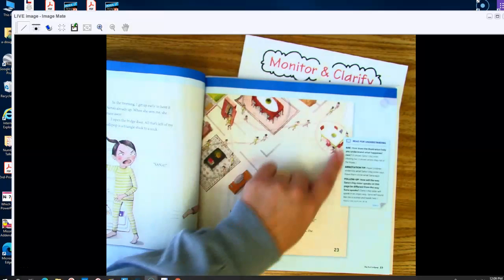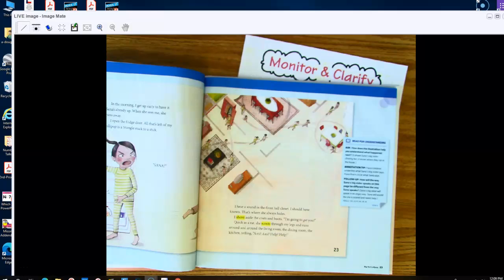So how does this picture help you understand what's going on? Look at that picture. That's a pretty cool picture. How does it help you understand what's going on, Xavier?